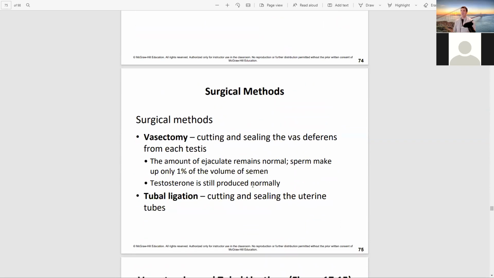So surgical methods: vasectomy, cutting and sealing the vas deferens from each testes. The amount of ejaculate remains normal. Sperm make up only 1% of the volume of semen. Testosterone is still produced normally. A tubal ligation is the cutting and sealing of the uterine tubes.